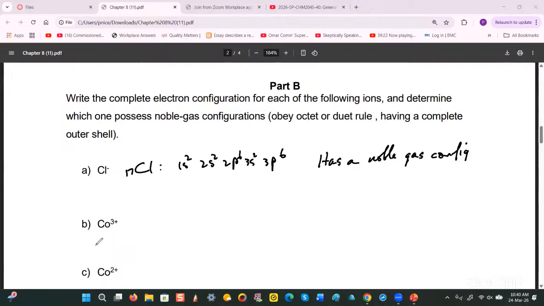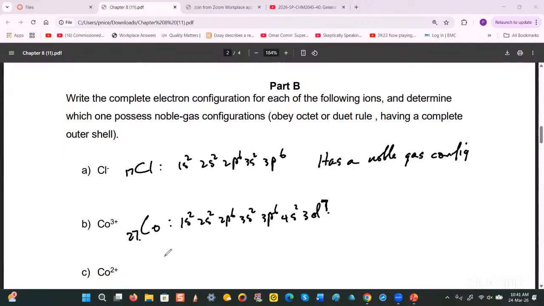Okay, any questions about that one? Okay, what about the next one? Cobalt 3+. The atomic number of cobalt is 27. All right. So we do what? 1s2, 2s2, 2p6, 3s2, 3p6, 4s2, and then 3d7. All right. Okay, so that's cobalt.